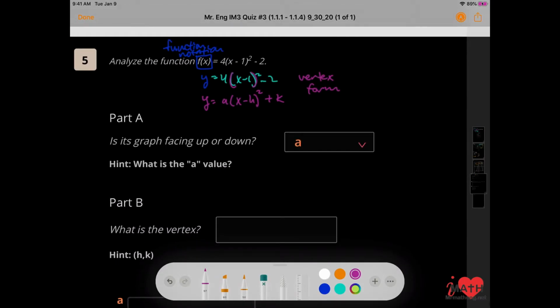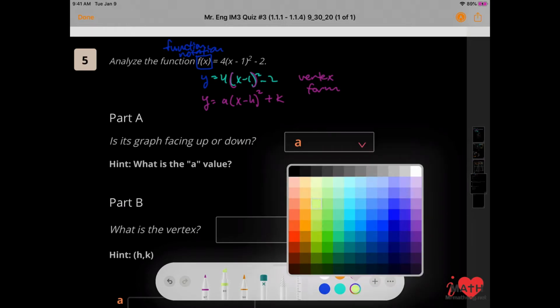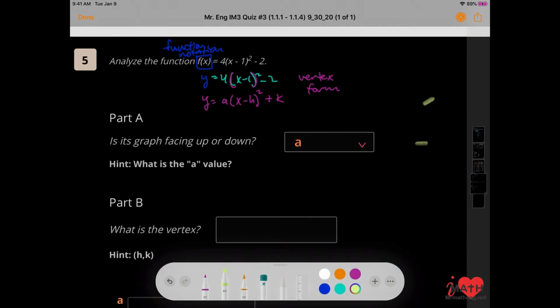Okay, so let's use our highlighter, and let's change it to a lighter color. And so my a value here is 4. You have a drop-down menu, but I don't. I'm just writing on this PDF. So a equals 4. Now, is this 4 here positive or negative? It's positive. And what do positive people do? Positive people smile, open up. So up is my correct answer.